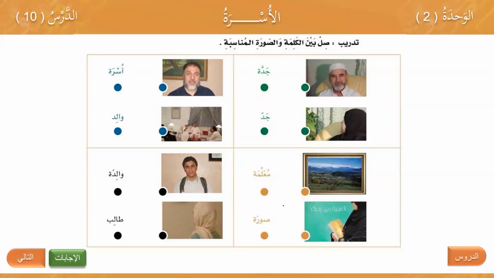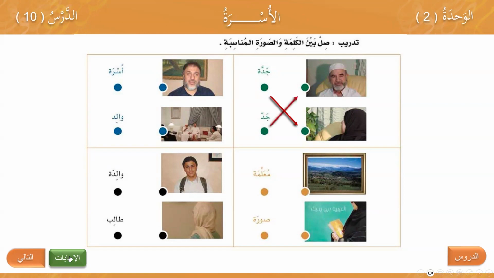Tadrib, now we have some practice. Sil bain al kalimati. Now you have to connect between the word wasurati and the picture al munasibati, suitable. So now you have to connect between the picture and the words that correspond. So the first one is jaddatun. For jaddatun, feminine, we will have to make sure that when we talk about the feminine, it has ta marbuta, the rounded or the small ta.